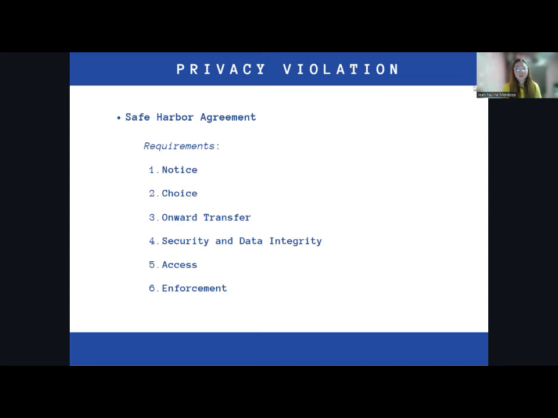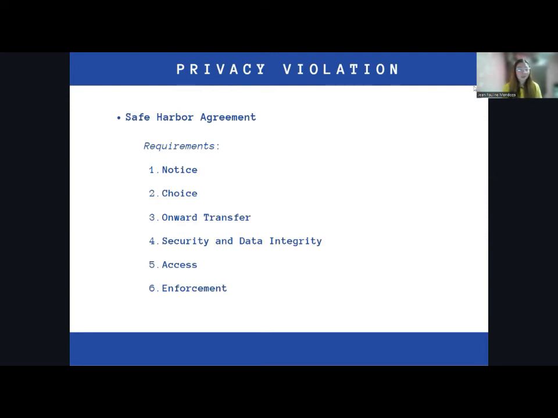So compliance with the Safe Harbor Agreement requires 6 conditions. First is notice. An organization must provide individuals with clear notice of the purposes for which it collects and uses information about them, the type of third parties to which it discloses the information, and how to contact the company with inquiries and complaints. Second is choice. Before any data are collected, an organization must give its customers the opportunity to choose whether to share their sensitive information, like data related to factors such as health, race, and religion.